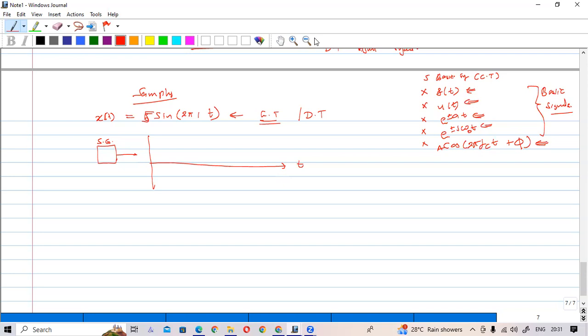Mathematically, right? So that is why these are called basic signals, okay? And this is a mathematical signal. This is completely mathematical. This is not a practical signal. Okay, this delta t is not a practical signal.